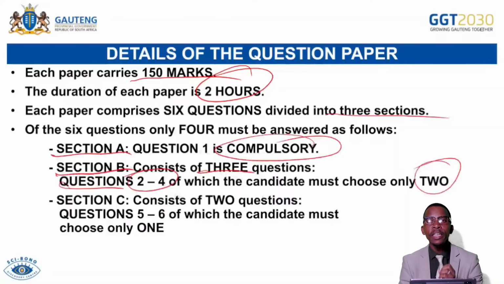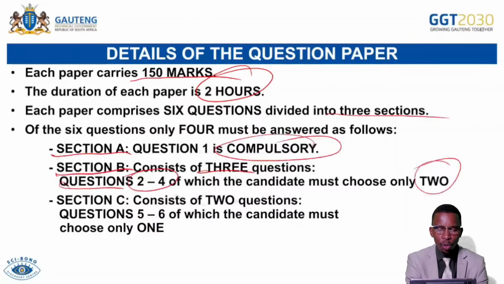So in this case, if you answer all questions, they are not going to do sifting for you. They will simply mark the first 2 questions that you have answered, and the third question won't be marked because it's an extra question that was answered, which is not required. So it is very important that you read instructions with understanding and make relevant choices according to the instructions.